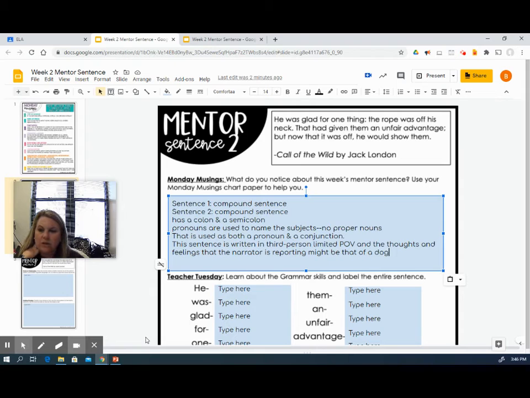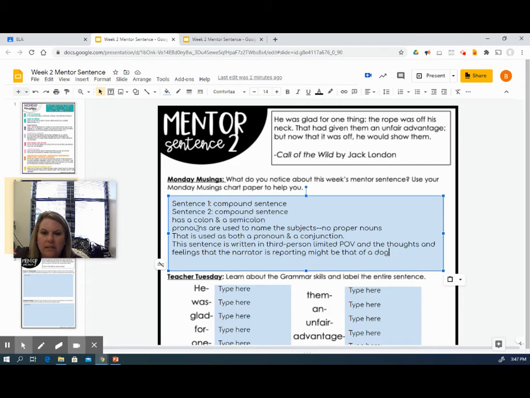Most of the students in the classes noticed the use of a colon and a semicolon, and they weren't certain about the rules for these, but they knew that it was not something that they used all the time. And so that's actually what our Teaching Tuesday will revolve around, is when to use a colon and when to use a semicolon. So we made a note of that. Pronouns are used to name the subjects, no proper nouns. So we don't see any names, we just see the pronouns here.